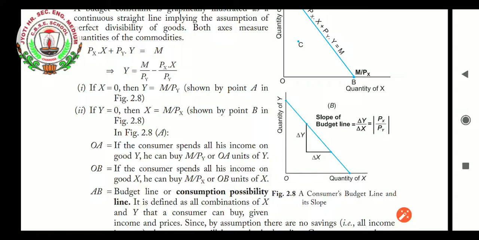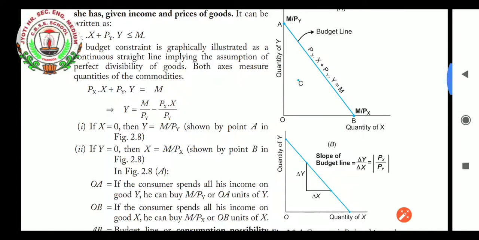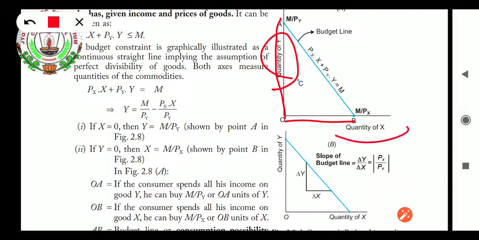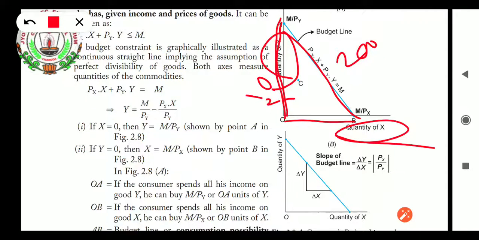OA equals to, what is the line OA here? You can see in the first figure, this is the OA line. Here we are seeing quantity of Y, and the OB line is quantity of X. Between B and A, one line is there, this is the budget line. This is the 200 rupees we can purchase. Here it is showing quantity of Y, how many units? 10 units. Suppose it is 2, 4, 6, 8 and 10.